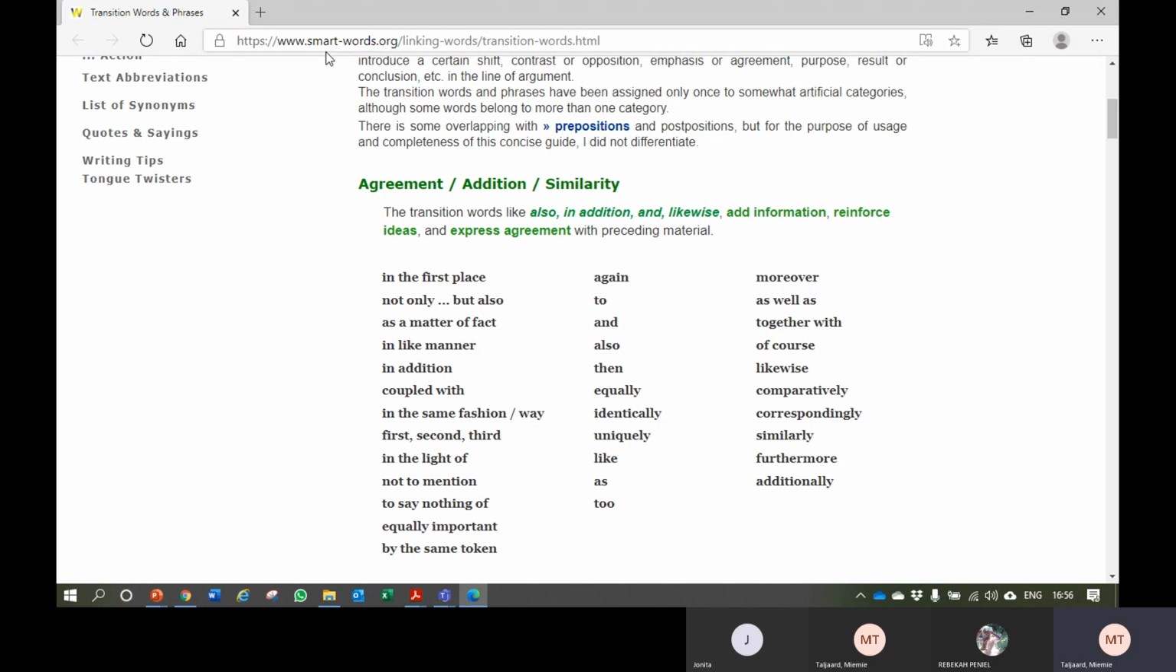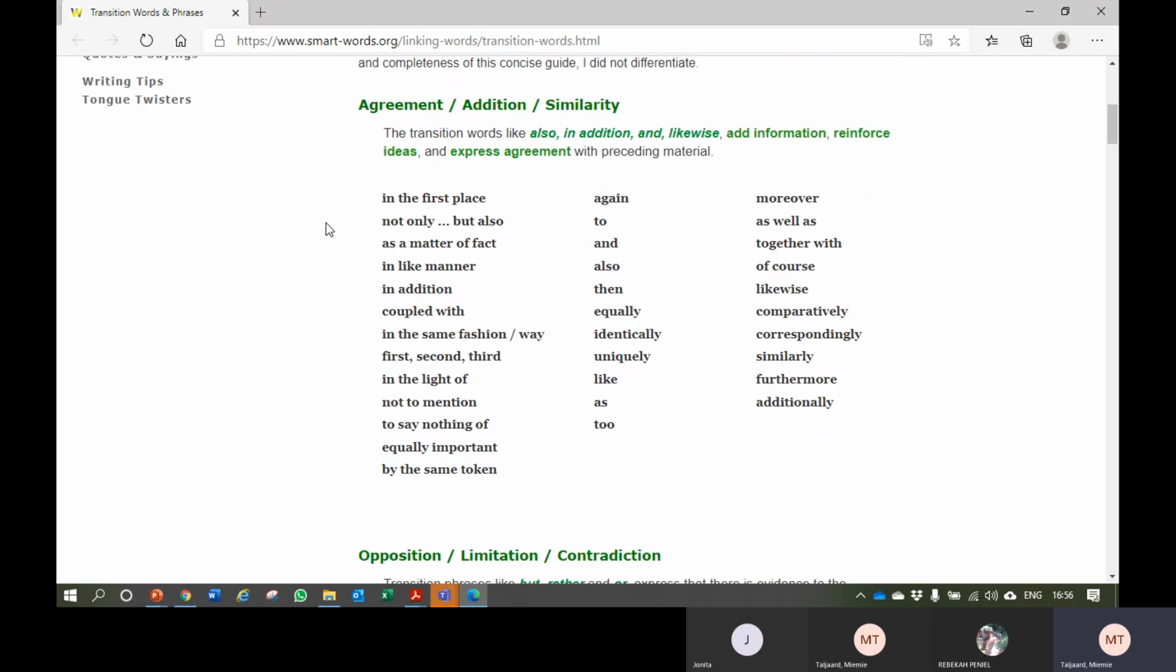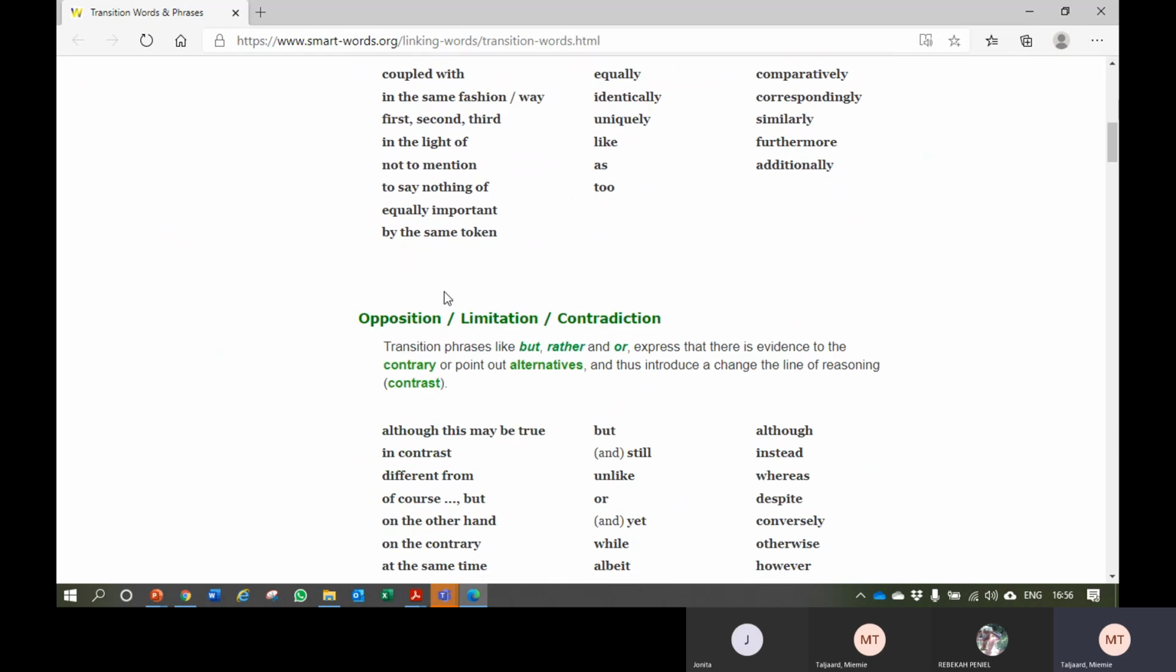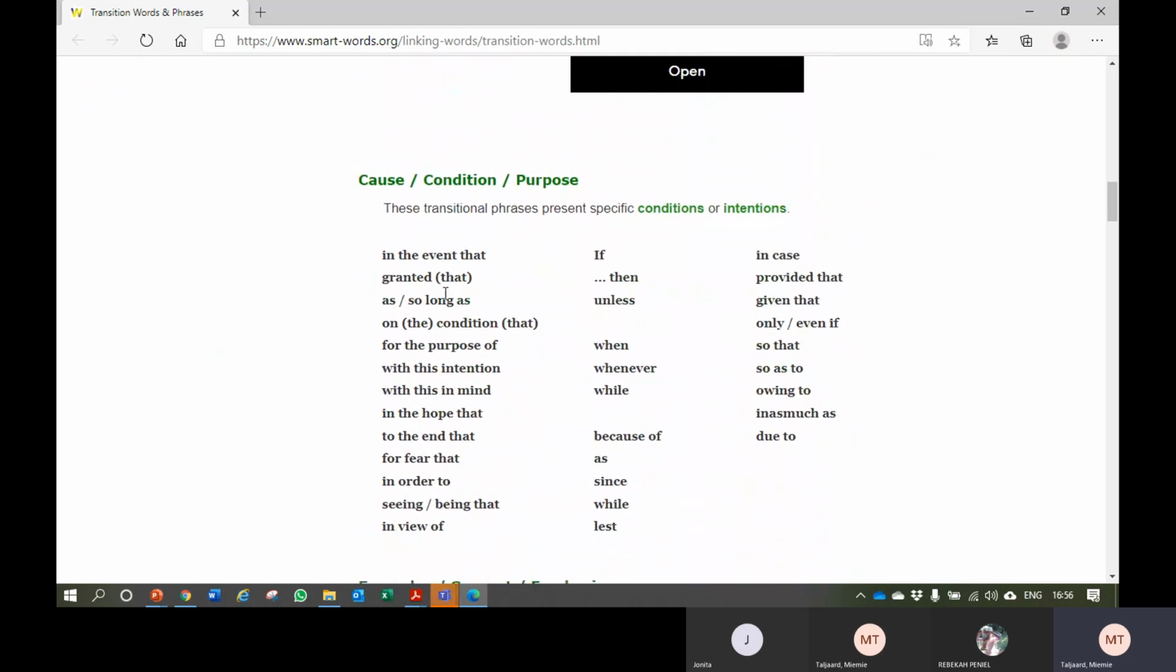I will post this link in the chat, and it will be a good idea if you mark this link and use it whenever you have to write, because these transition words, and here you can see they still add conjunctions and prepositions, help the reader, and they will also help you, because now you have your sentences and you think, but I need to explain. Maybe I should look here.